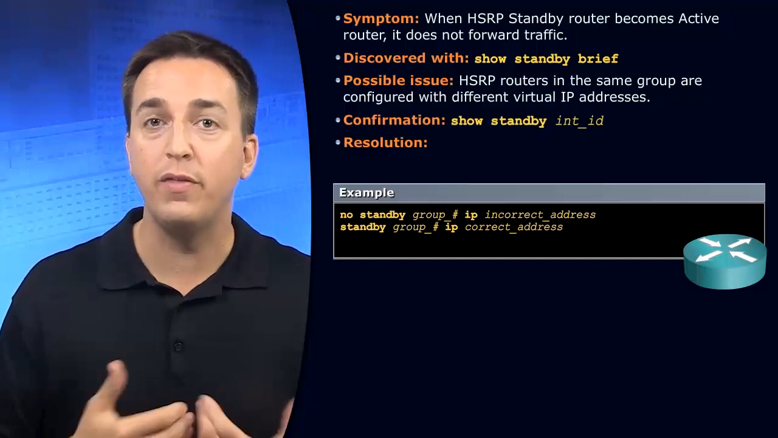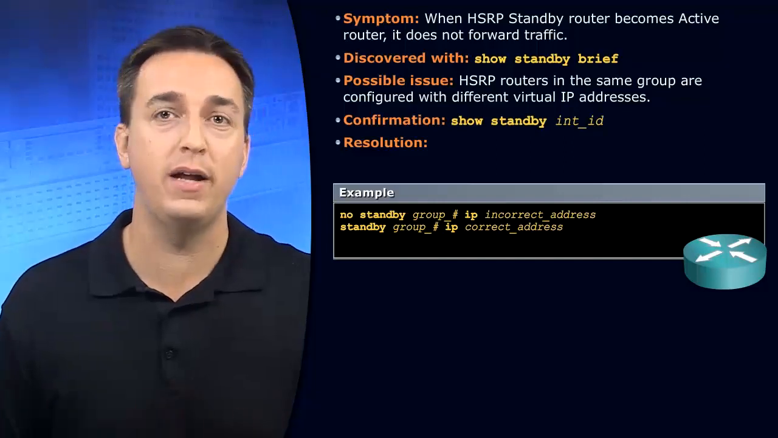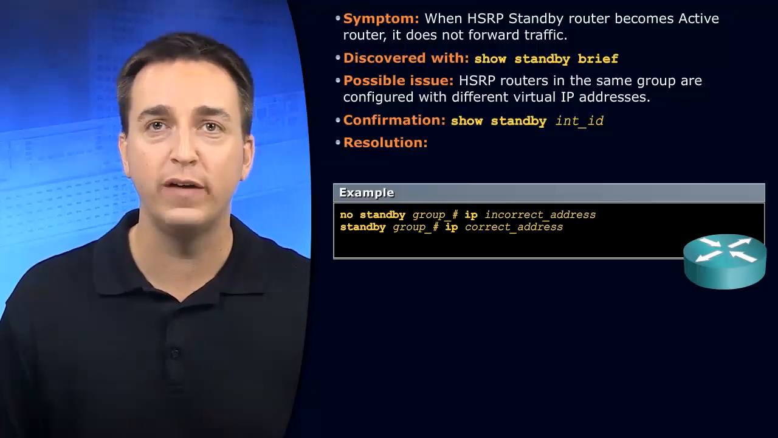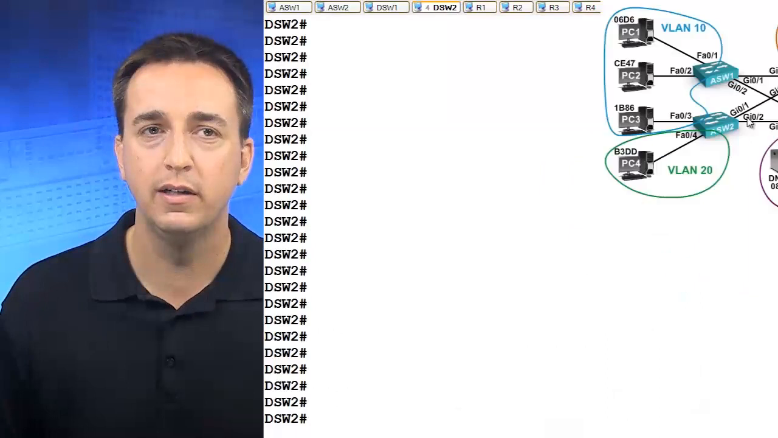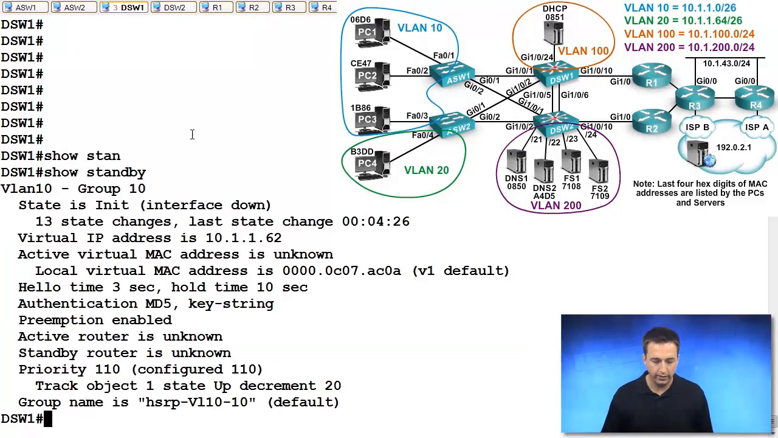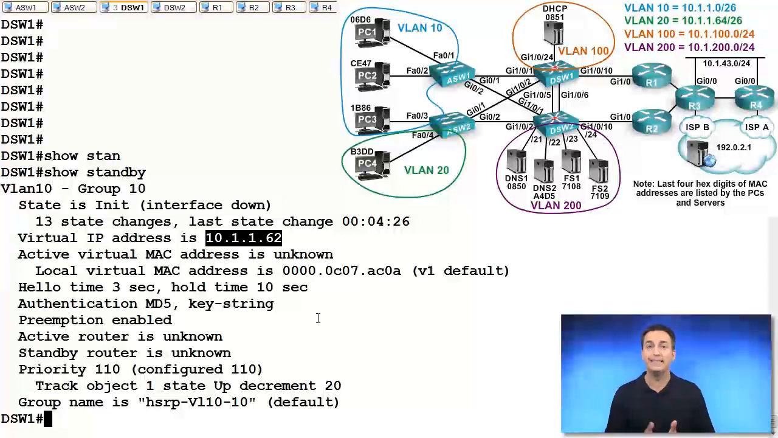How can we verify the virtual IP addresses being used on our routers? We can use the show standby command, show standby brief command. We can even look at the output of show run interface, in the interface that is part of the HSRP group. In this particular example, if we analyze DSW1 and type in show standby, we'll see that the interface is currently down, and the virtual IP address is 10.1.1.62 in this particular case. Therefore, we expect DSW2 to be the forwarder for this particular virtual IP address.